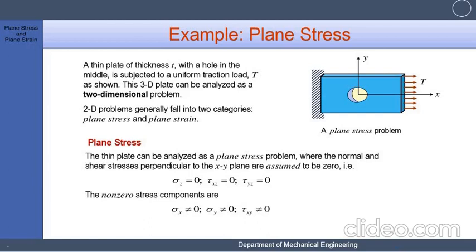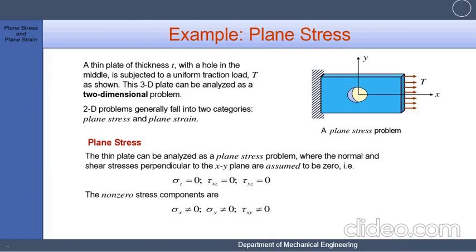The thin plate can be analyzed as plane stress, where the normal and shear stress perpendicular to the xy plane are assumed to be 0, meaning stress in z direction is equal to 0, shear stress xz and shear stress yz are equal to 0. The non-zero components are: stress in x direction is not equal to 0, similarly stress in y is not equal to 0, similarly shear stress xy is not equal to 0. So this is the plane stress.